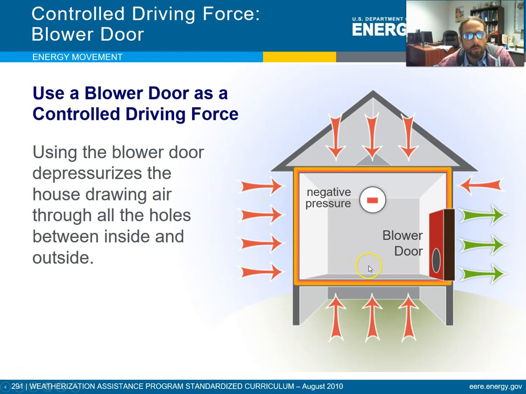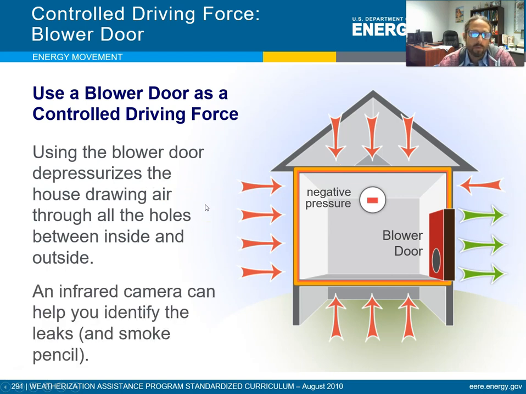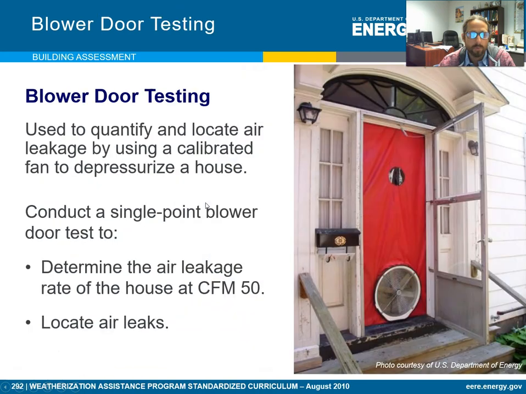And so what you do with a blower door is you use it as an assessment tool to see how leaky the building is and also to see where the leaks are. So I can depressurize this building, and it's going to force air to come in all these little cracks and crevices, all these indirect spots, and then I can use an infrared camera to pick up on those leaky spots. And you can also use a smoke pencil if you want. And this is just a picture of a blower door in a front door. See, there's a big fan, and this fan will blow out, and it'll depressurize the building.